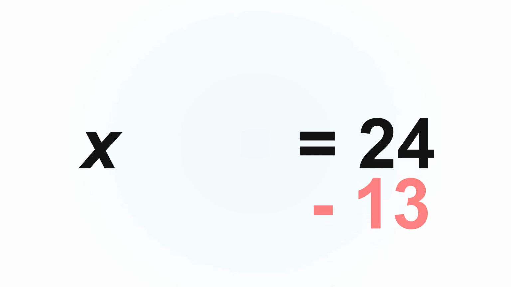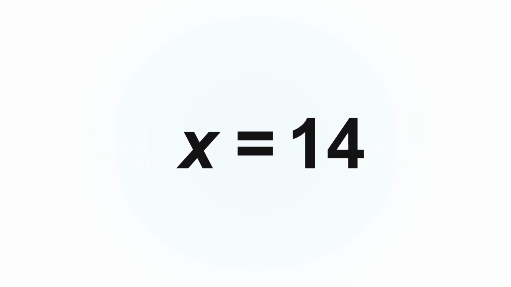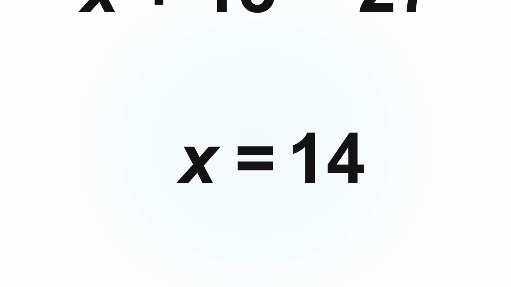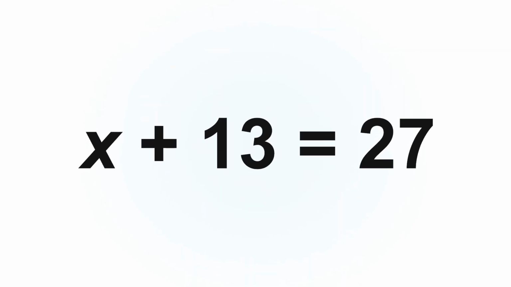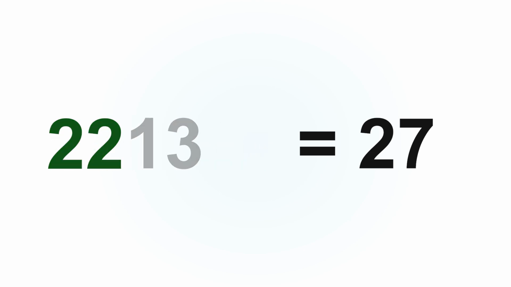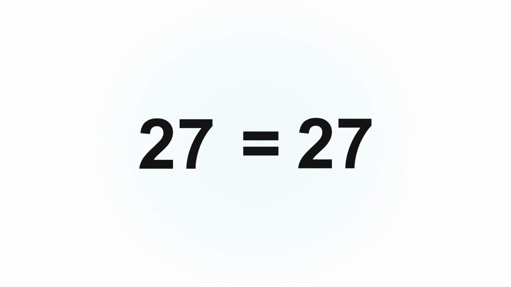The next step to inverse operation is to apply it to the other side of the equal sign. So we'll also subtract 13 from 27. This leaves us with our final answer of x equals 14. If you'd like, you can plug in 14 to x in the original equation to check your answer. Since we now know that x is 14, we can replace x and get the equation 14 plus 13 equals 27. Adding 14 and 13 does in fact equal 27, so we know our answer is correct.